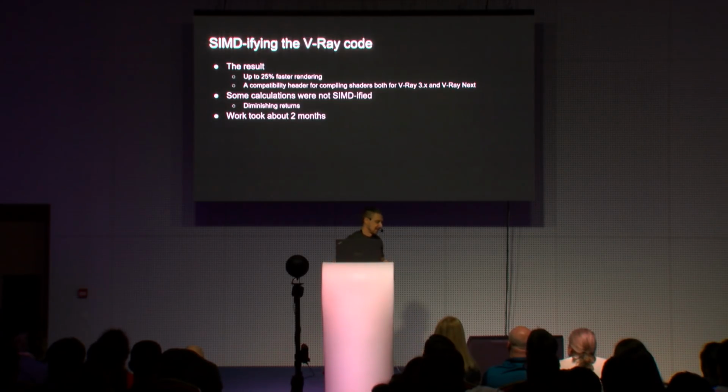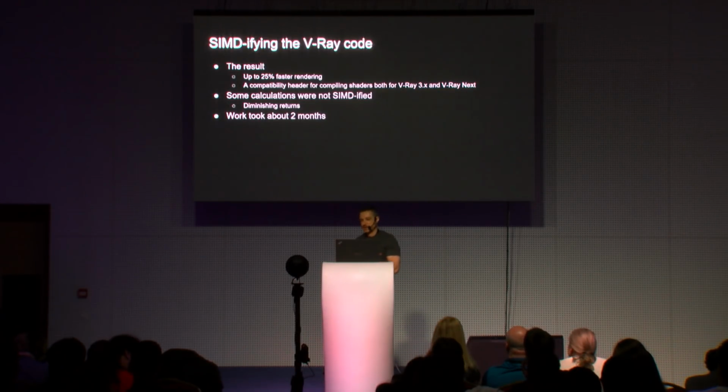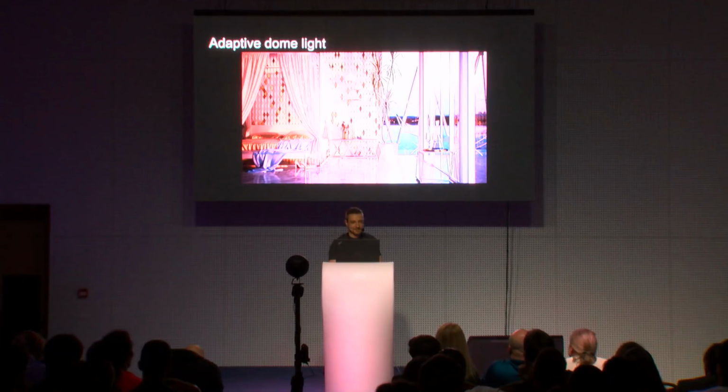In some cases, we have up to 25% faster rendering, and as a bonus point, we got a header that we can use to switch between the previous version of VRay and the new version of VRay, and we use this in Phoenix to be able to compile for both versions. Overall, it took about 2 months. And like I said, I didn't do everything in SIMD. Some things just didn't make sense, but most of the calculations now for shading and for rendering work with SIMD types. So that story had a happy ending.